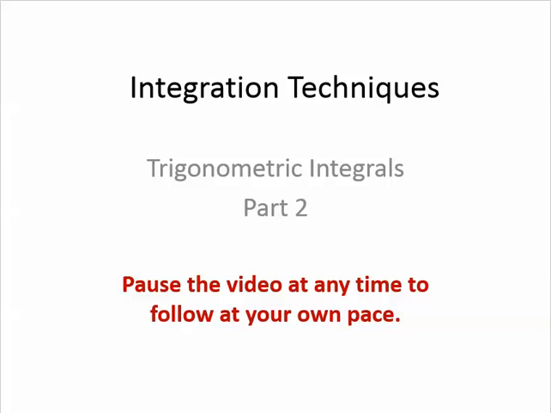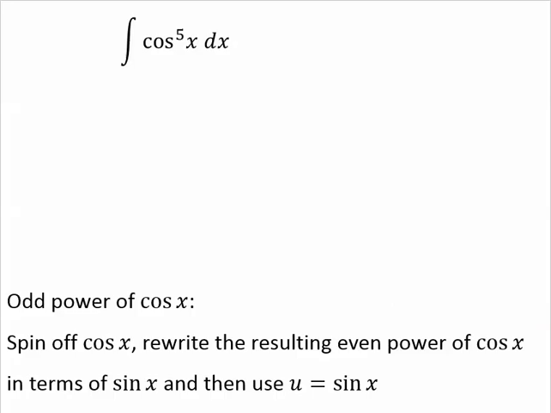Trigonometric integrals part 2. In part 1 we looked at even powers of cosine and sine. In this video we're going to look at integrals where at least one of cosine or sine is to an odd power. I find the odd powers the easiest to deal with.